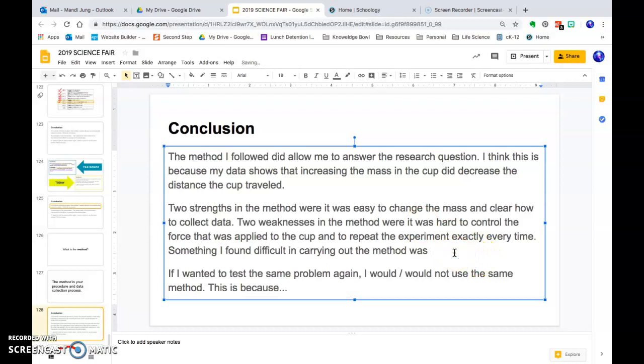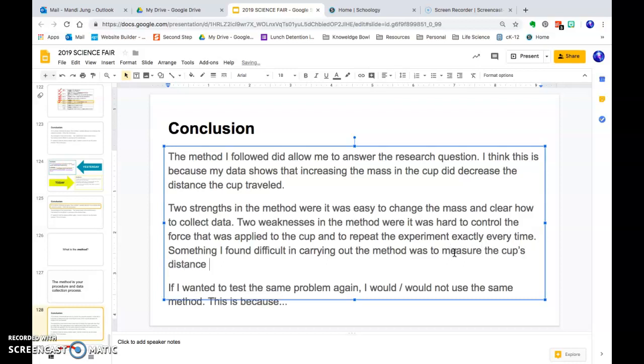So something I found difficult in carrying out the method was, for a lot of us, it was difficult to measure the cup's distance traveled when the cup would not go in a straight line. I think for all of us that was a little bit difficult.